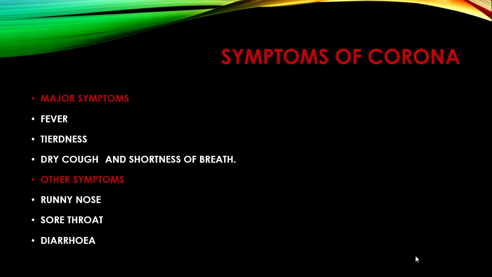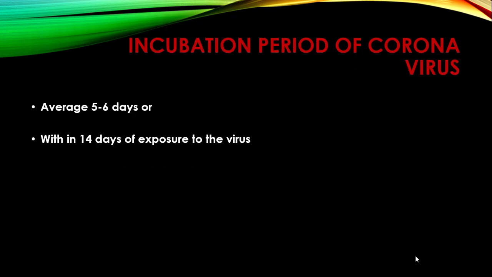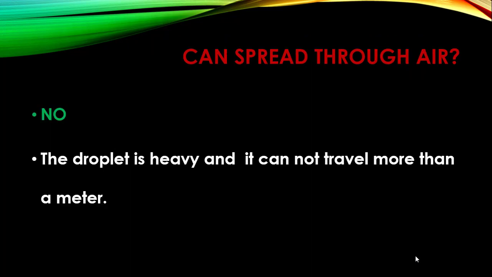Major symptoms of coronavirus include fever, tiredness, dry cough, and shortness of breath. Other symptoms include runny nose, sore throat, and diarrhea. The incubation period of coronavirus is an average of 5 to 6 days, or within 14 days of exposure to the virus. Can it spread through air? No, coronavirus cannot spread through air because the droplet is very heavy and it cannot travel more than a meter.